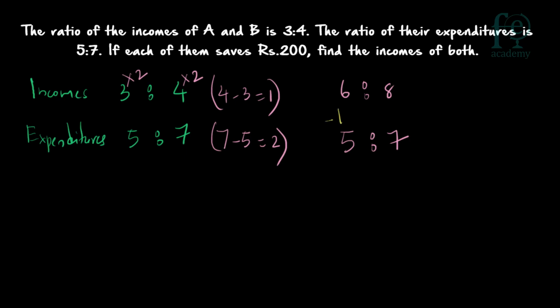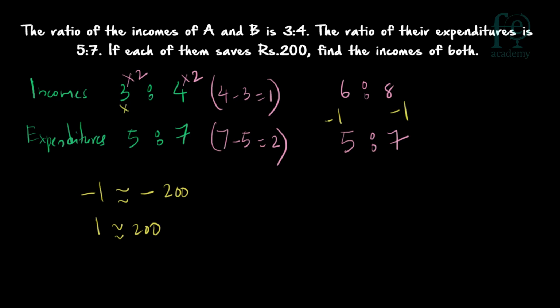So 6 minus 1 is equal to 5 and 8 minus 1 is equal to 7. So minus 1 is equivalent to minus 200. Each one is saving 200. That means income minus 200 will give you the expenditure. So minus 1 is equivalent to minus 200, or 1 is equivalent to 200.